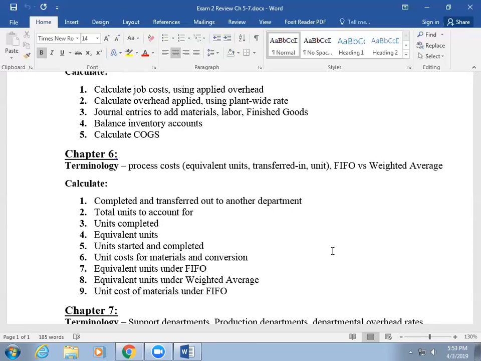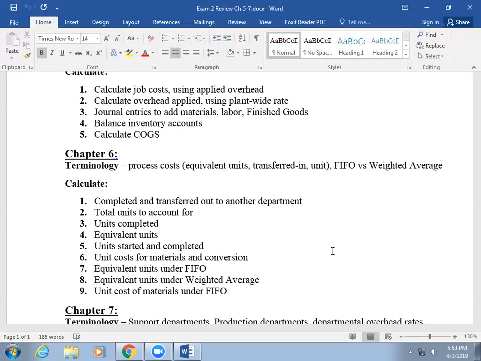Units started and completed. Unit costs for materials and conversion. I think that's one I took off, if memory serves. I'll have to look here in a minute. Pretty sure it is. And then the big ones, these are a little harder: being able to calculate equivalent units under the FIFO method versus the weighted average. So again, just read your notes and follow through.